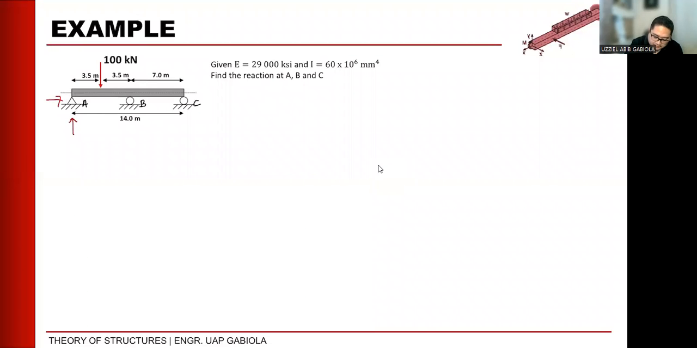For the middle support, we have a vertical, and also for the last one, we have vertical. So as we can see here, we have 4 reactions, but ang equations of equilibrium natin is only 3. So ibig sabihin, excess tayo ng isa. So statically indeterminate tayo sa first degree. Okay? So let me revise lang this. This should be 200,000 megapascal. Okay? So, ang pinaparo sa atin is find the reaction of A, B, and C.